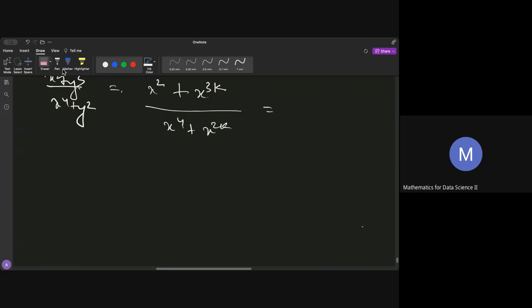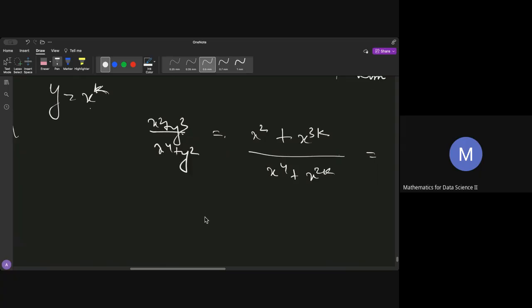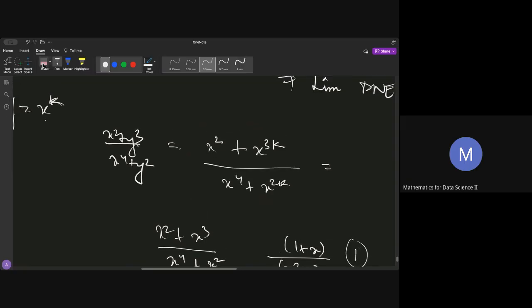I think this should have worked. What happens if I take y equals x? I'll get x square plus x cube, and this will be x to the power 4 plus x square. So if I take x square common from here, I'll get x square plus 1. And here I'll get 1 plus x. And when x tends to 0, this gives you 1, right? What did we do here then?